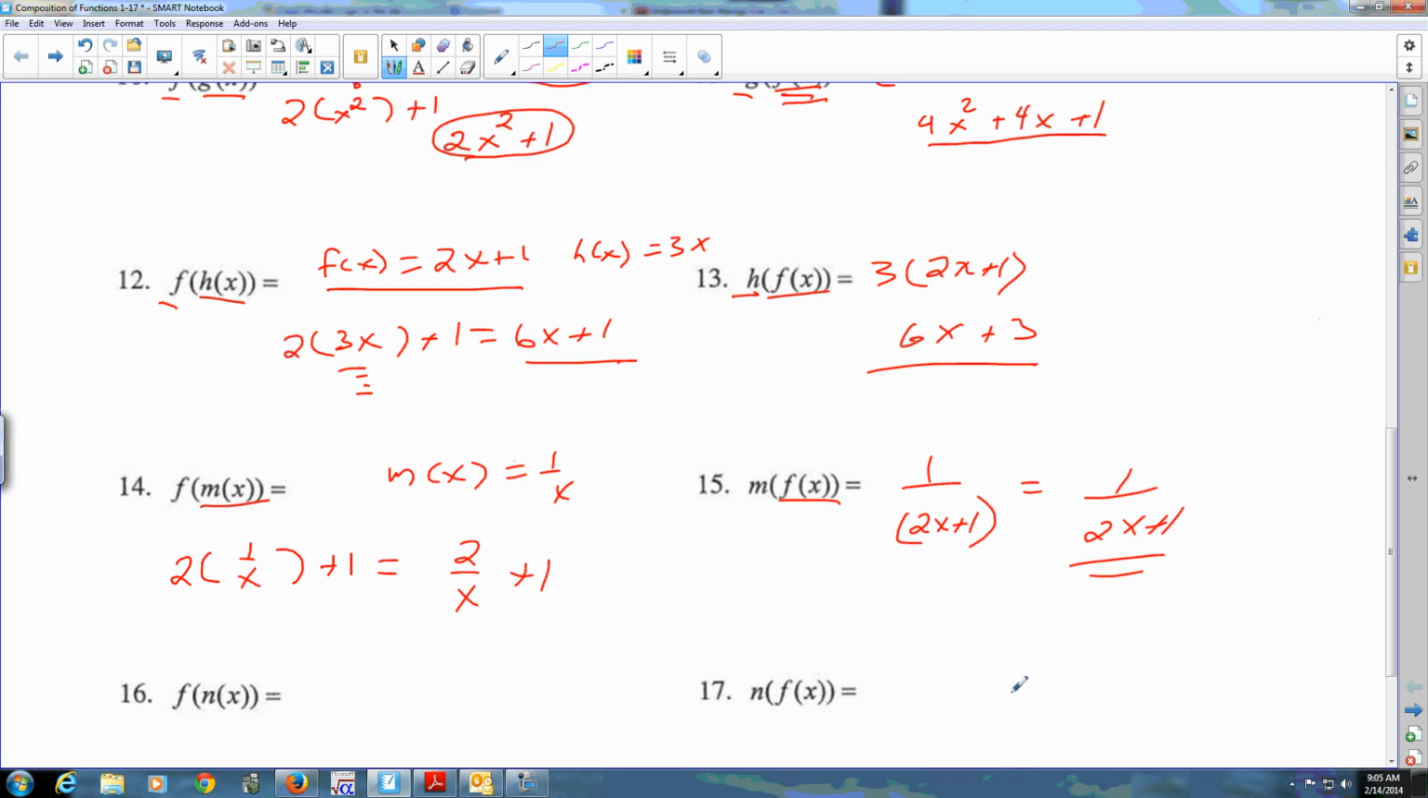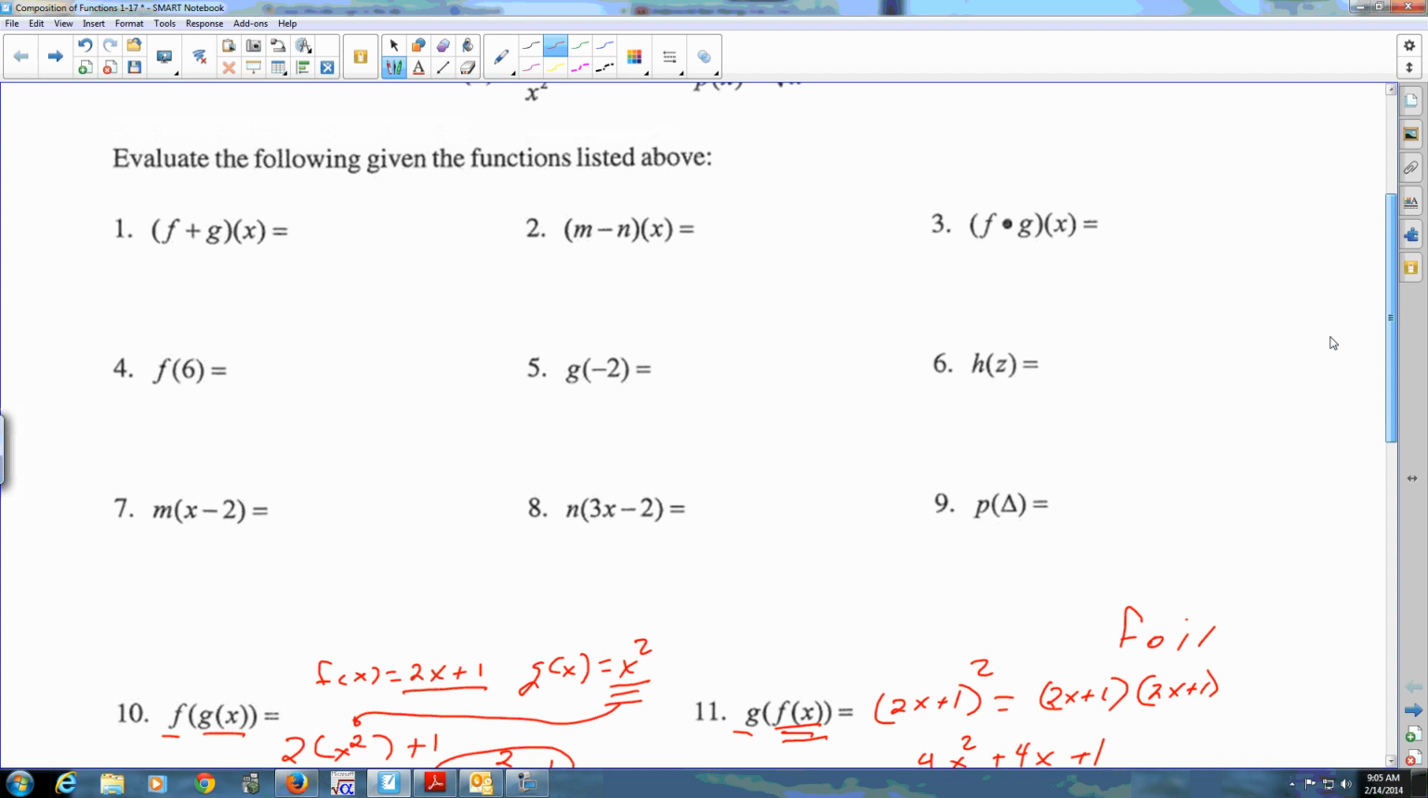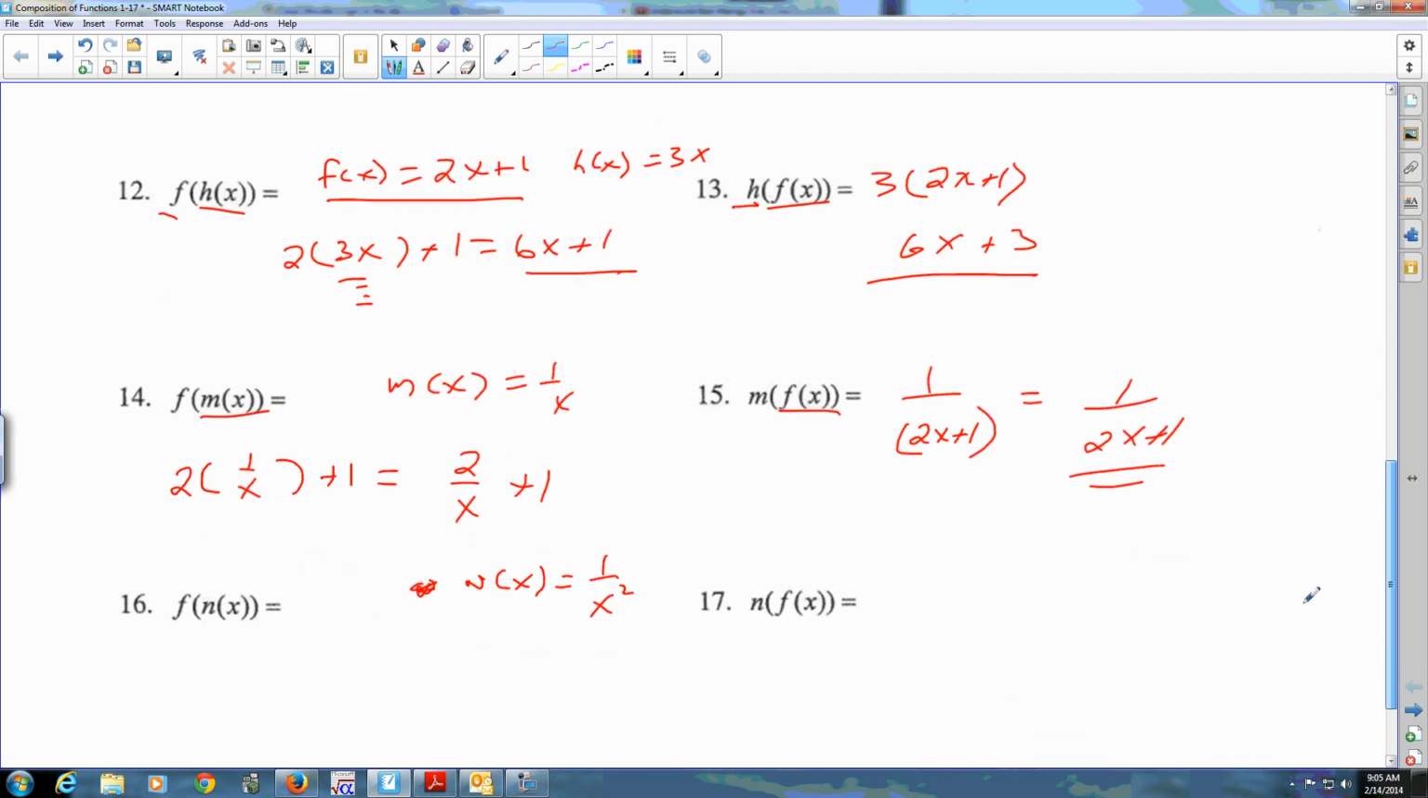So this is it. N of x, I believe, n of x was 1 over x squared. I'll scroll and make sure. Where'd it go? There we go. Yep, 1 over x squared. Write your outer function first. 2 times something plus 1. It's the same function for f of x. Fill into it the innermost function, 1 over x squared. So that would become 2 over x squared plus 1.